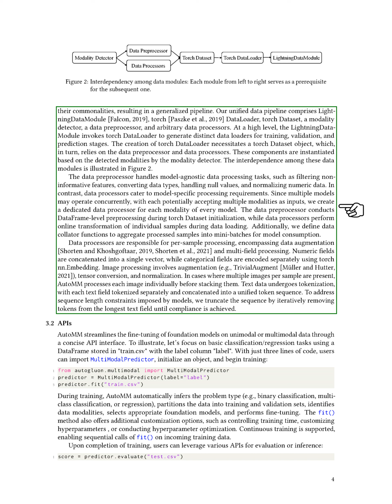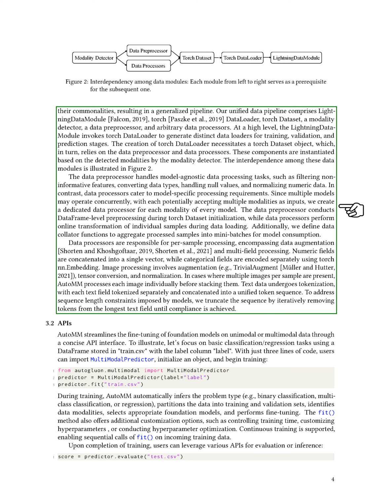The data preprocessor conducts preprocessing at the dataframe level during Torch dataset initialization, while data processors perform real-time transformations of individual samples during data loading. Additionally, we define data collator functions to group processed samples into mini batches for model input. Data processors handle per-sample processing, including data augmentation and multi-field processing.